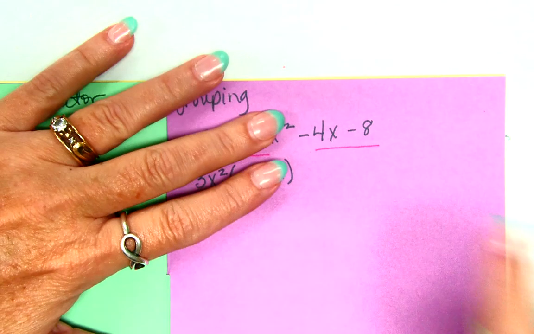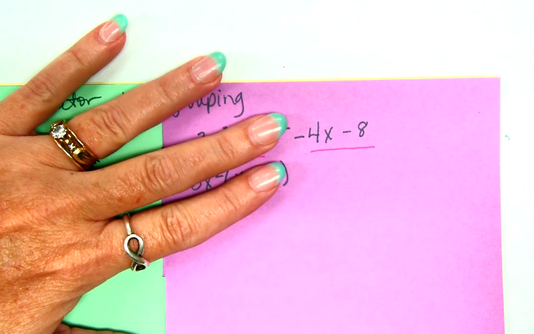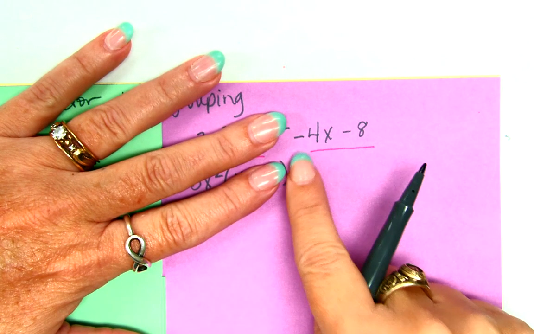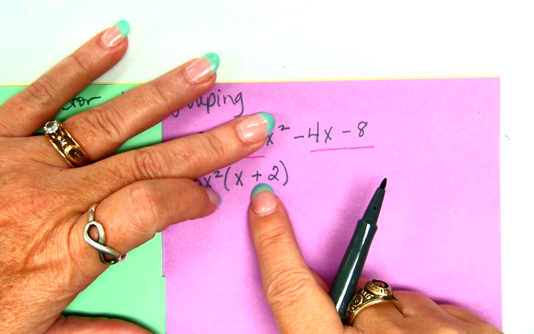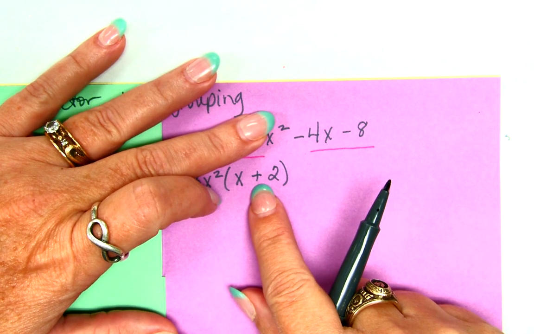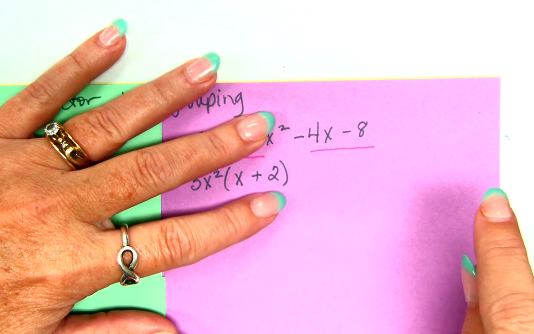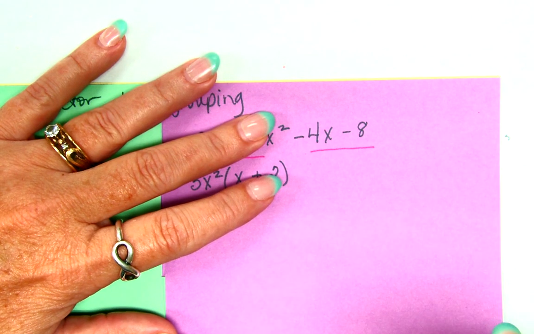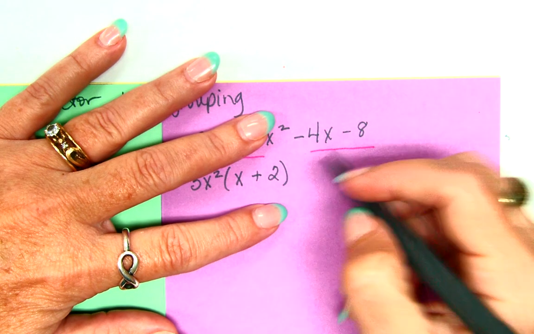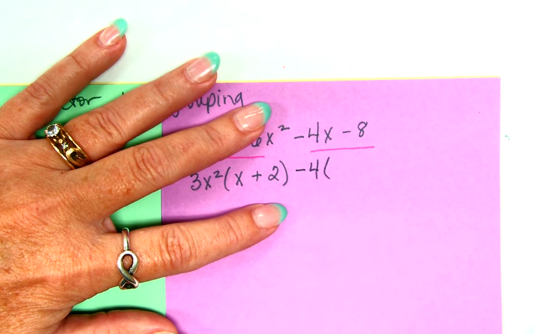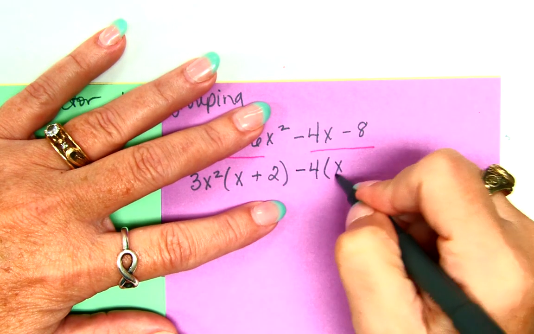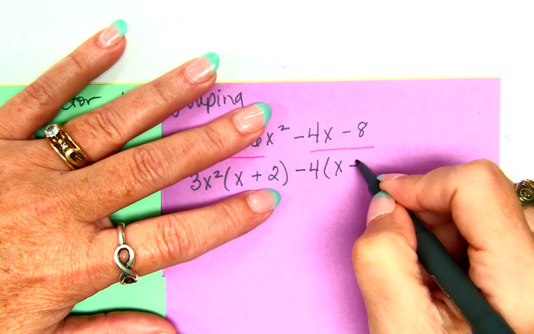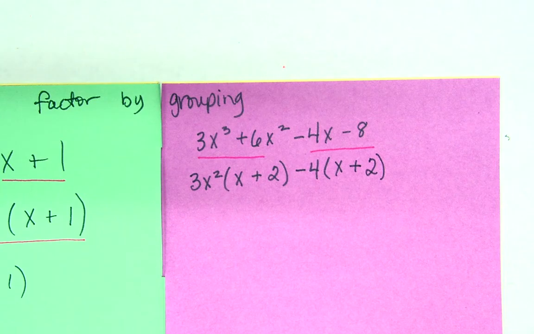Now, what's common in the second 2 terms? 4. Okay, I agree with 4, but think ahead. If I factor out a 4, are my parentheses going to match? No, they won't, right? So what do I need to factor out instead? A negative 4. That's exactly right, a negative 4. So if I factor out a negative 4, now what's left? x. Negative 8 divided by negative 4 is a positive 2, right? You okay with that?